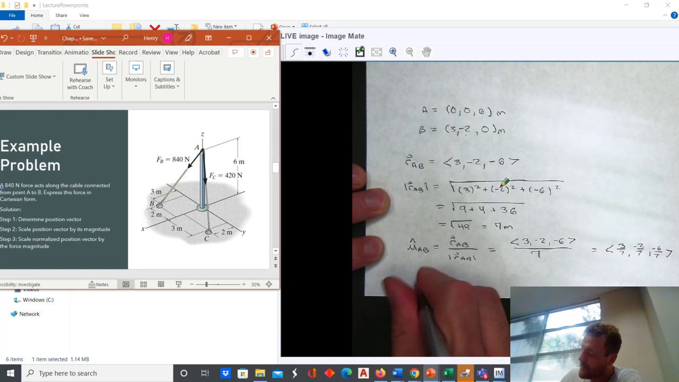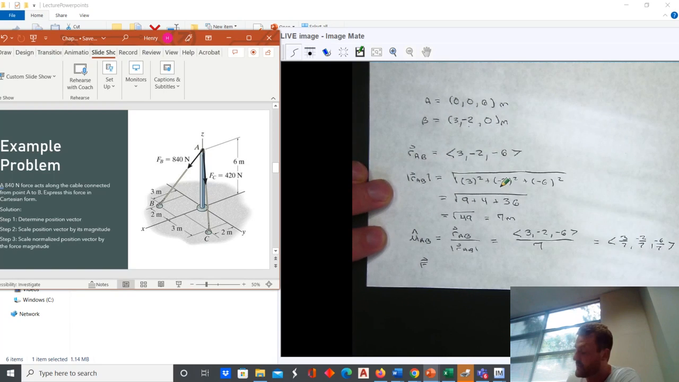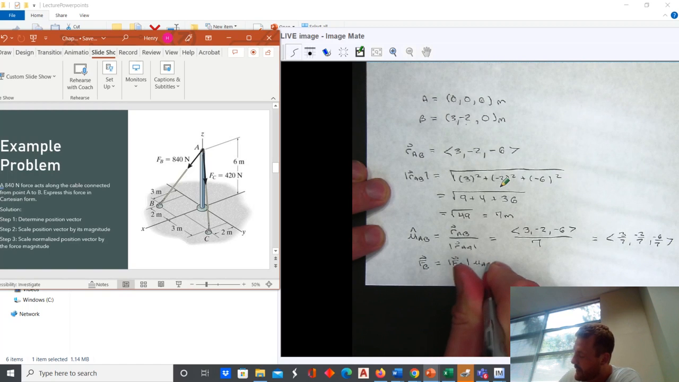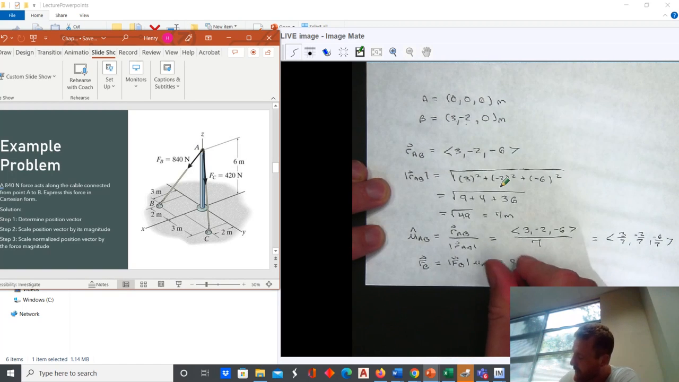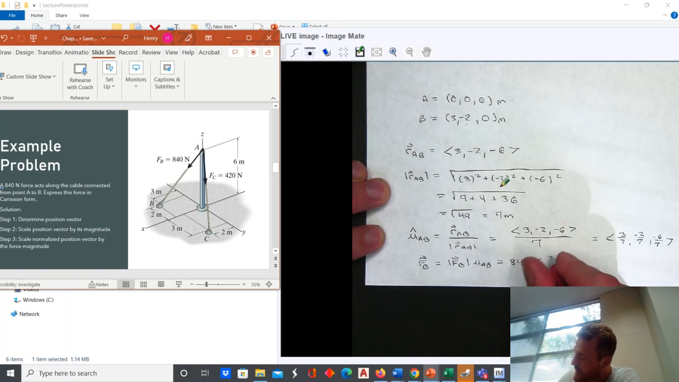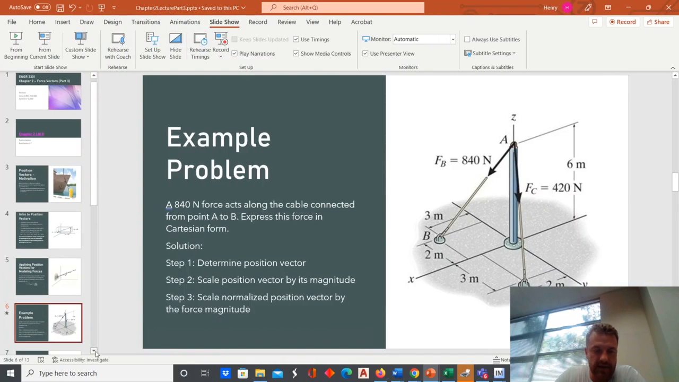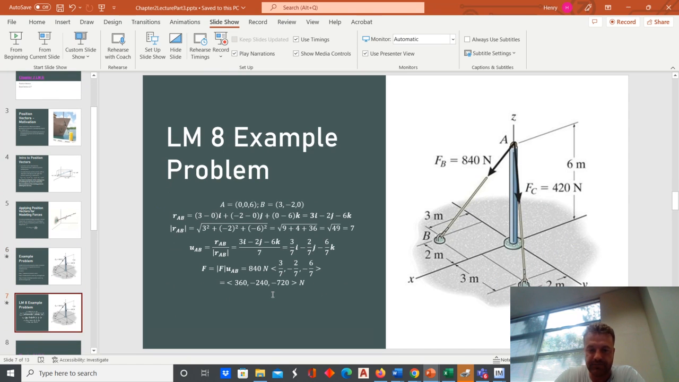And then I can express the force, called FB on the drawing, in terms of a Cartesian form, as the text is referring to it, by taking the magnitude and scaling the unit vector. And the magnitude in this case, we were told, is 840. So I'm just going to multiply that by 3/7, minus 2/7, and minus 6/7. And rather than get out my calculator, I think I have the actual results on our next slide, which we can see here. And that is identical to what we did by hand.